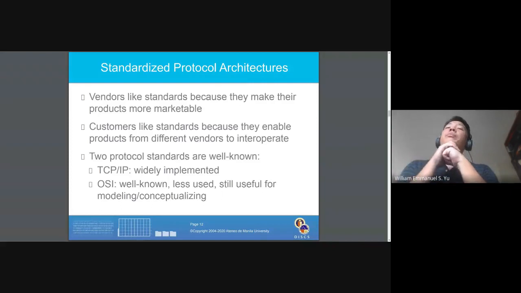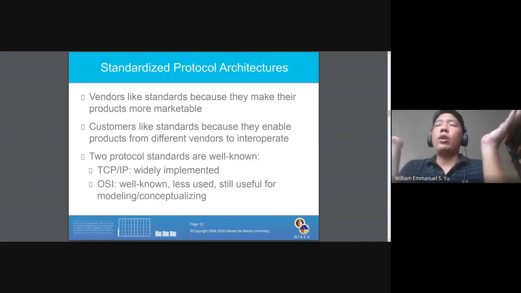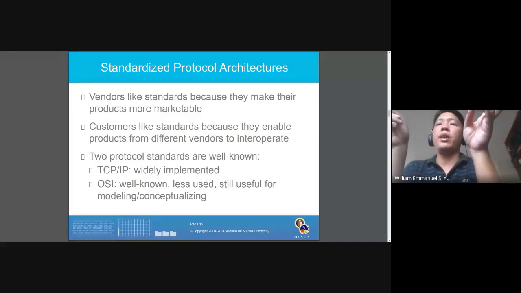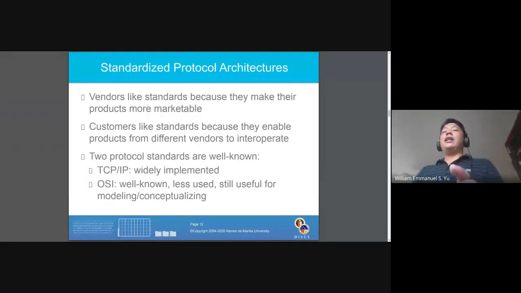Okay, so the world has decided, instead of everybody creating a protocol architecture themselves, let's standardize, right? So there are 2 that are very popular in the world. There's what we call the TCP/IP protocol family. It's widely implemented, right? And we have the ISO OSI model, which is widely known, but is actually only used for conceptualizing. It isn't an actual protocol itself, right? We don't say my laptop is powered by the OSI model. No, it's usually TCP/IP, right?